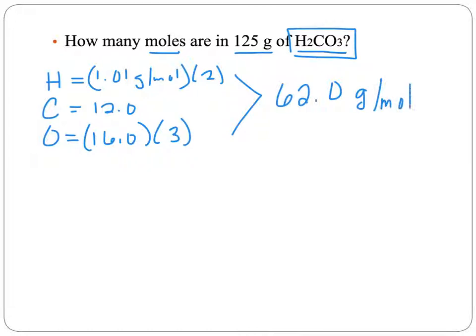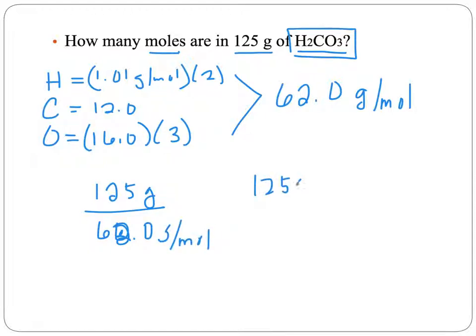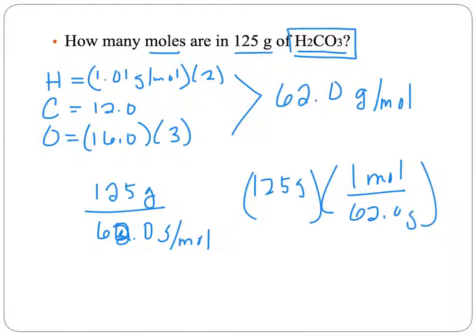So your question is, you've got 125 grams. And so, again, you can think about dividing this into 62 grams per mole, or you can think about multiplying 125 grams by 1 mole over 62 grams. Whichever way works best for you so far as how you think about math. But if you do all this and do the work, you'll find that you have 2.02 moles of carbonic acid in those 125 grams.